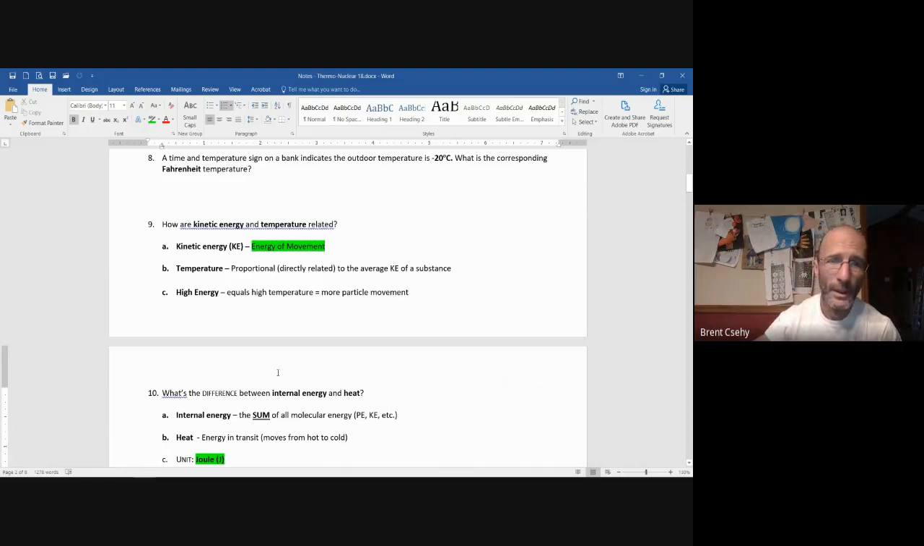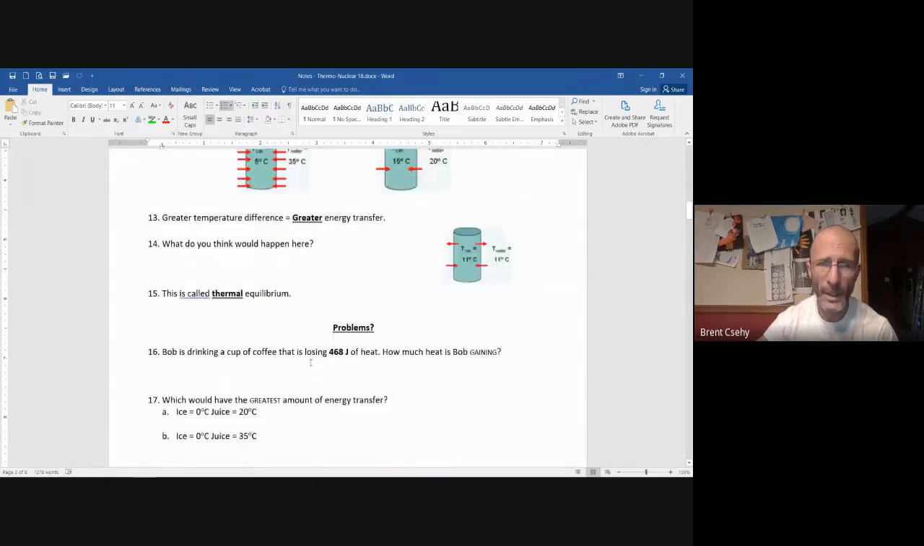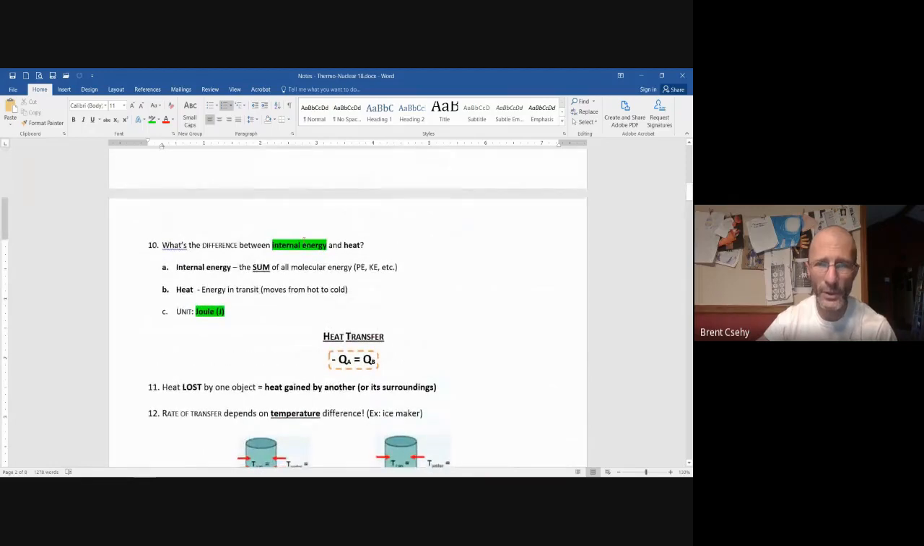All right, so let's get down here. We have a term to be familiar with: internal energy. Why do you need to know internal energy? Well, we have a formula coming up in a little while that actually uses this term, and we'll come back to it later. But there is a difference between internal energy and heat. There is a relationship between them, but they're not the same thing. Energy and heat are not the same, but they're related.